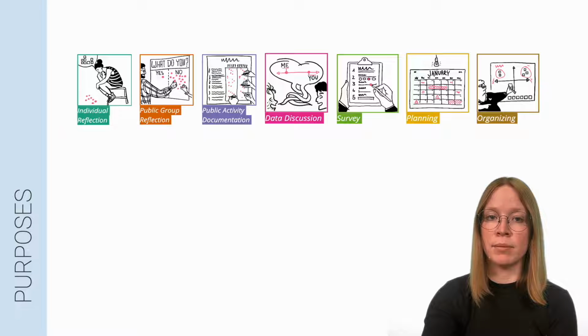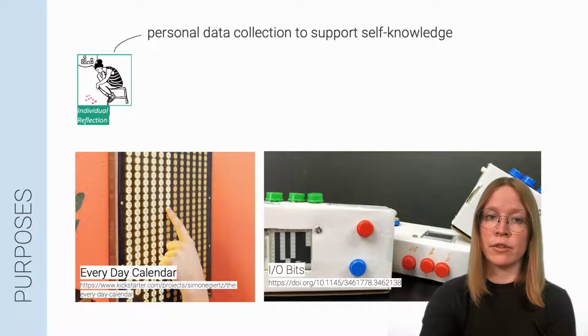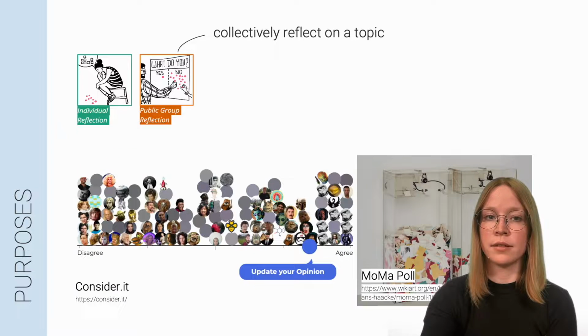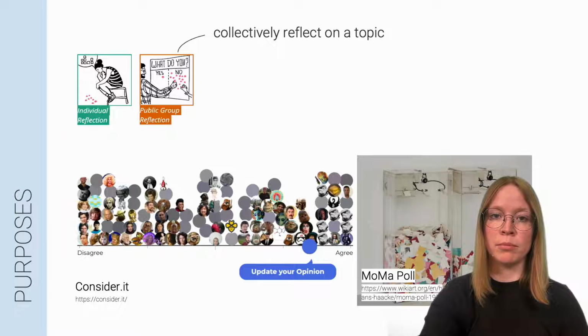By clustering the examples based on high-level task, number of participants, data visibility, synchronicity of input, and type of data, we identified 7 purposes for input visualizations based on common characteristics. Individual self-reflection focuses on personal data collection by an individual to support self-knowledge. These include tools for capturing subjective judgments and activities like these self-trackers. Public group reflection examples allow multiple people to collectively reflect on a topic, like Consider It or the MoMA poll.